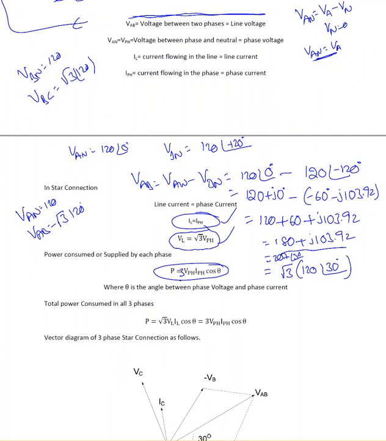Now if I substitute for VPH, I can substitute VL over square root 3, and IPH equal to IL. So P equal to root 3 VL IL cos theta. Here I'm talking about each phase: power consumed or power supplied by each phase, P equal to VPH IPH cos theta. When it comes to three phases, P equal to 3 times VPH IPH cos theta, or root 3 times VL IL cos theta.